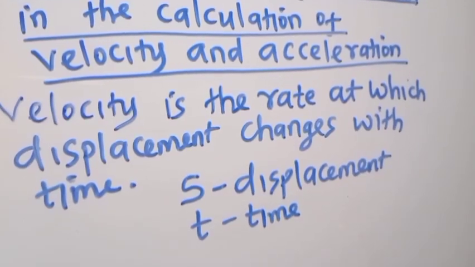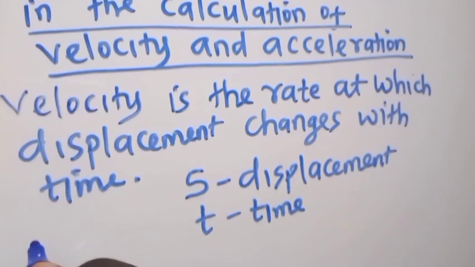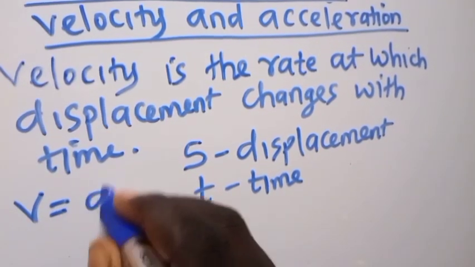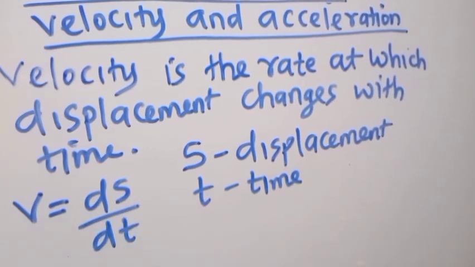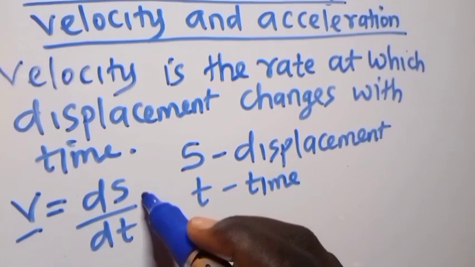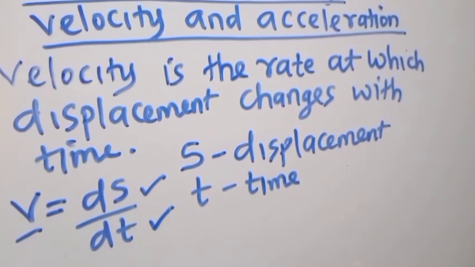Now, from the definition of velocity, we can say that for you to obtain velocity, you have to differentiate displacement with respect to time.